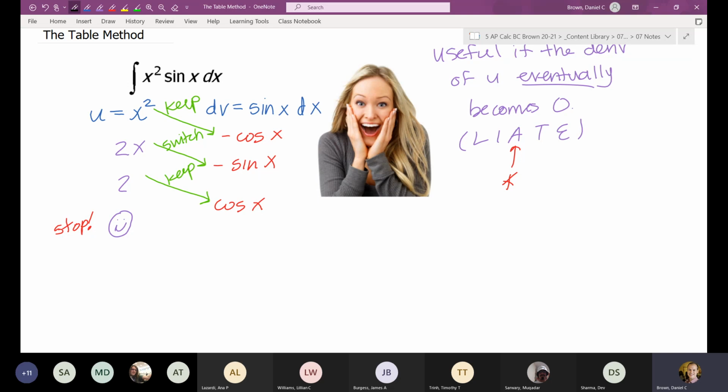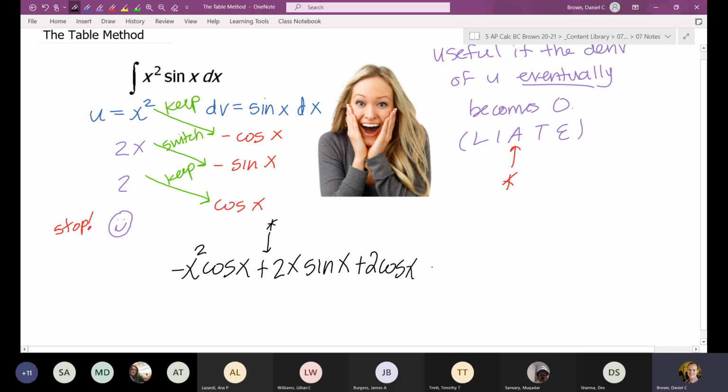You're multiplying across those diagonals. So your first term, you have x squared times the negative cosine of x. The second term is 2x times the negative sine of x, but it was on the switch, so I'm going to take that negative and switch it to a positive. And then your last term is a keep, so it's going to keep the same sign and be 2 times the cosine of x, and then you have the plus c. Always start off with keep.